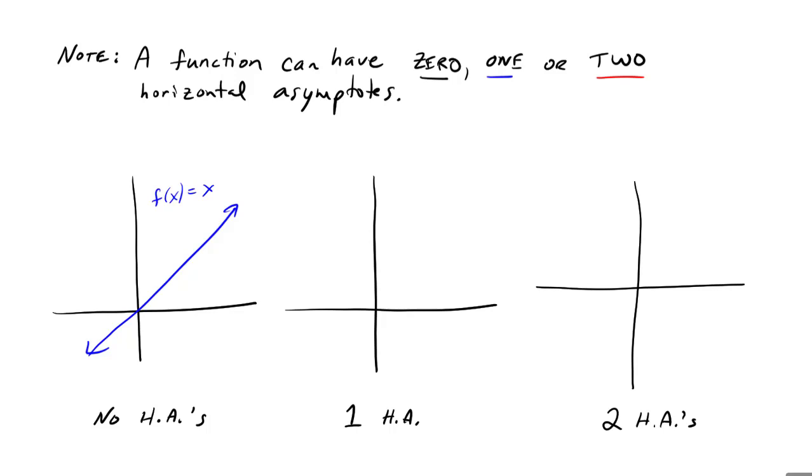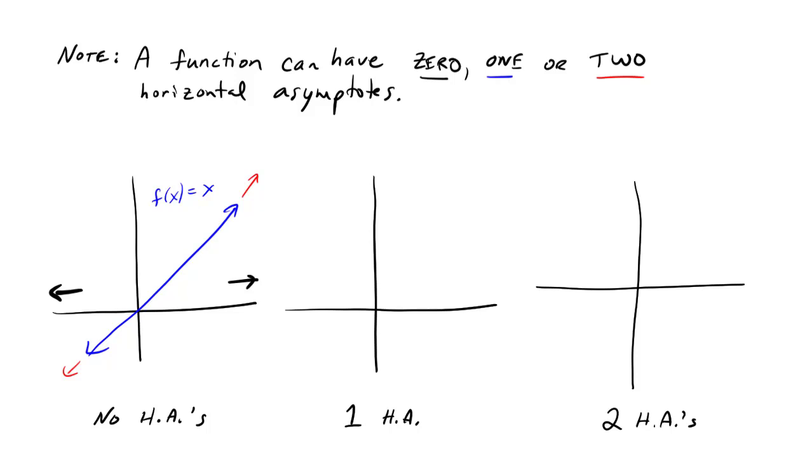This does not have any horizontal asymptotes because as you go off to positive infinity, you don't approach any specific value. In fact, the function is just going to keep going off to infinity. And as you go to negative infinity, we see that the function also just keeps going to negative infinity, doesn't approach any specific value. Okay, so how about something with one horizontal asymptote?